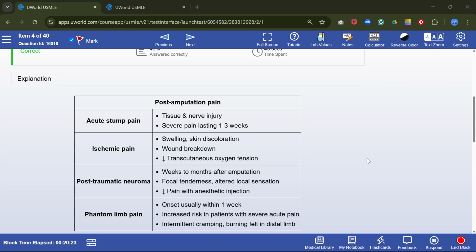So in post-traumatic neuroma, if we touch the stump, there is tenderness. But in phantom limb pain, the patient feels pain where there is nothing, in the amputated portion, which is called phantom limb pain.